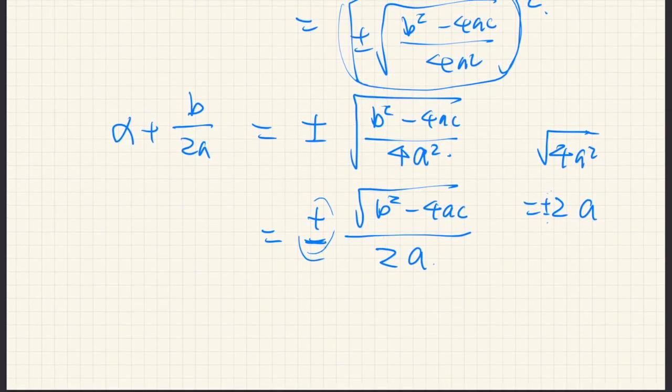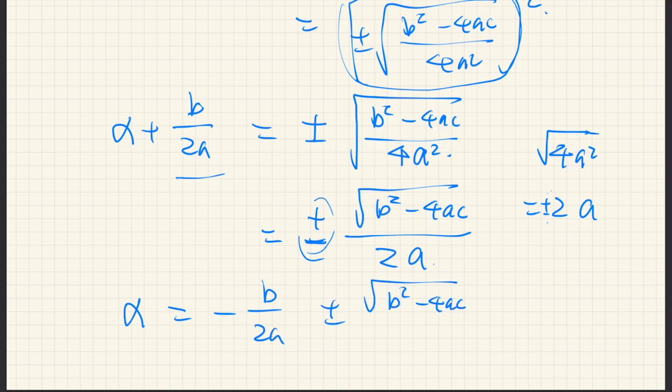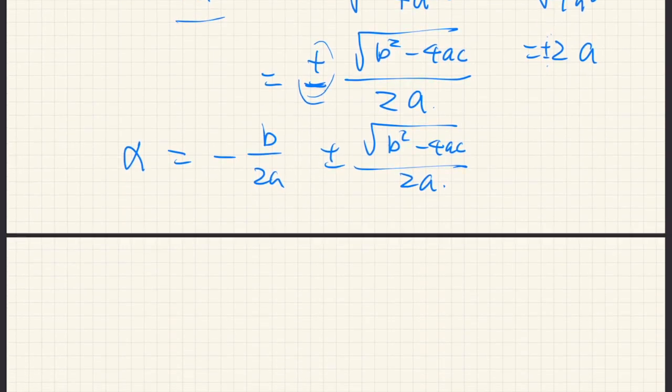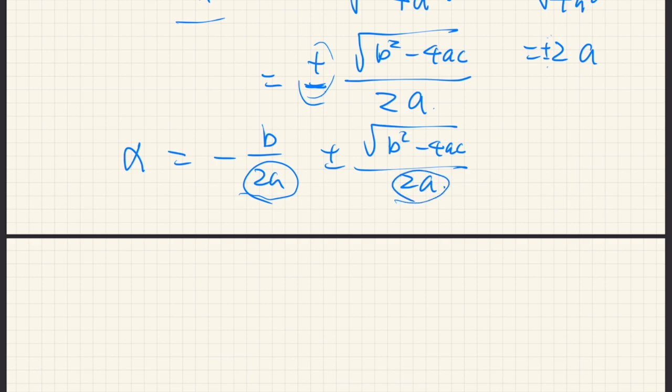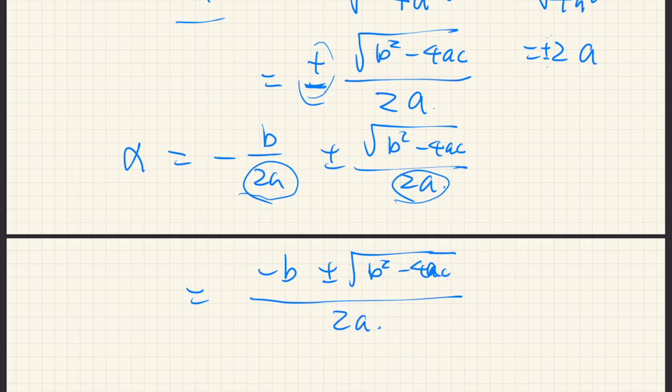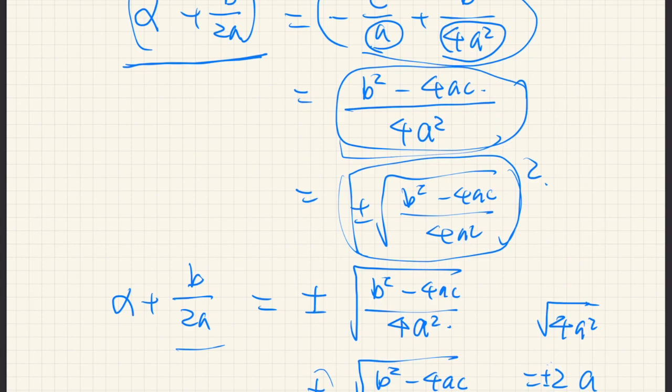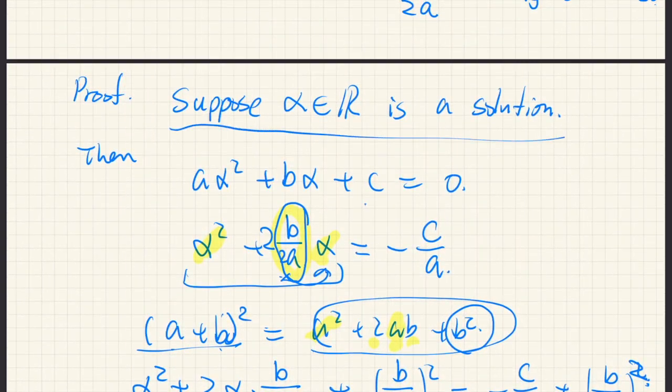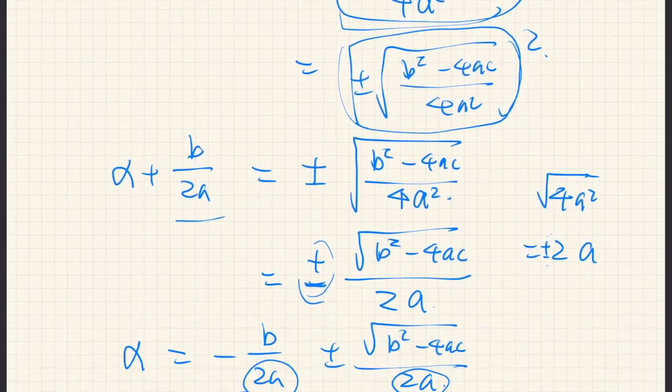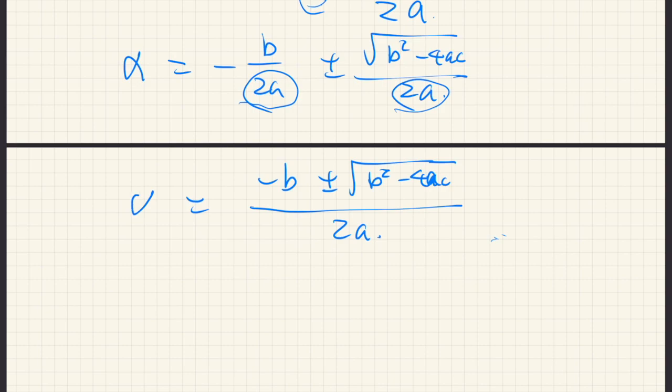Now subtract b over 2a from both sides, then we have alpha equal to negative b over 2a plus or minus this. Now, we have 2a here, so we can just combine them: minus b plus or minus the square root of b squared minus 4ac, over 2a. And we are done, almost. In the beginning, we assumed that alpha is a solution. So if alpha is a solution, then alpha should be this.